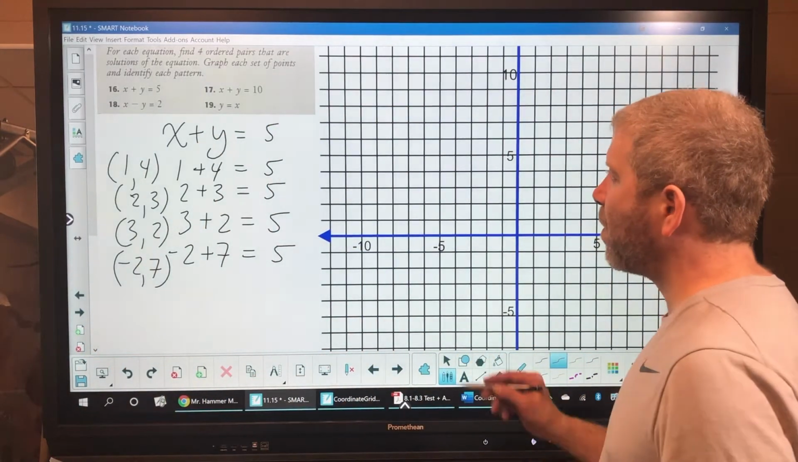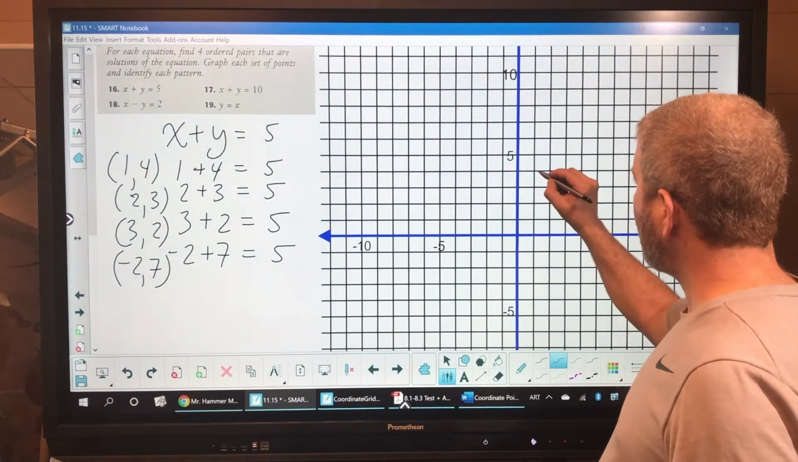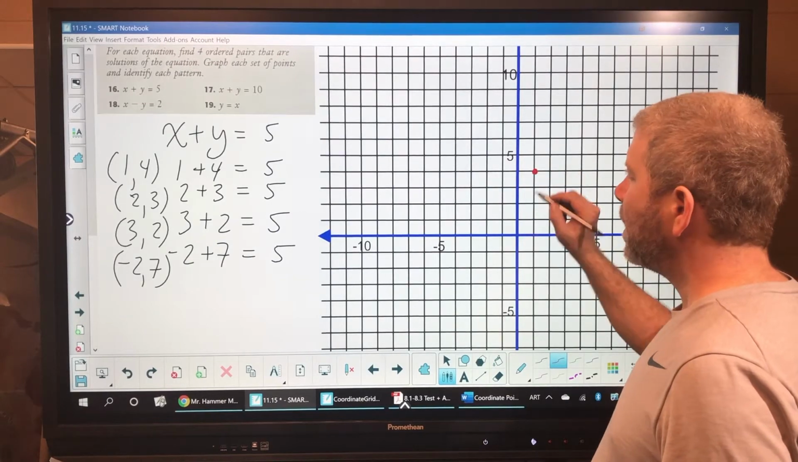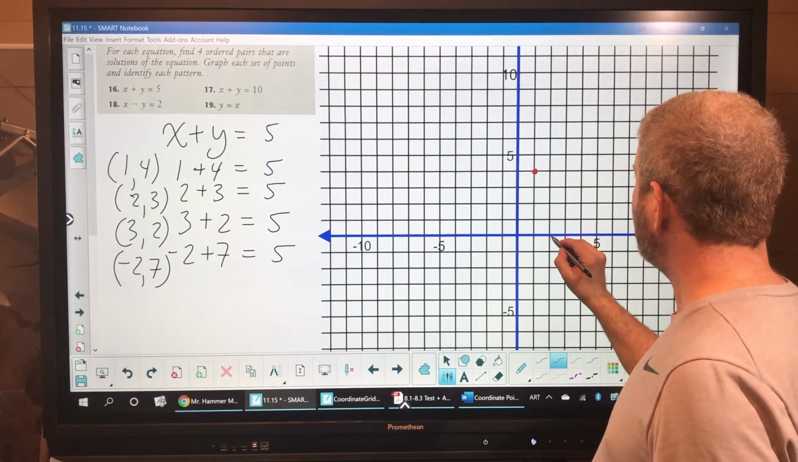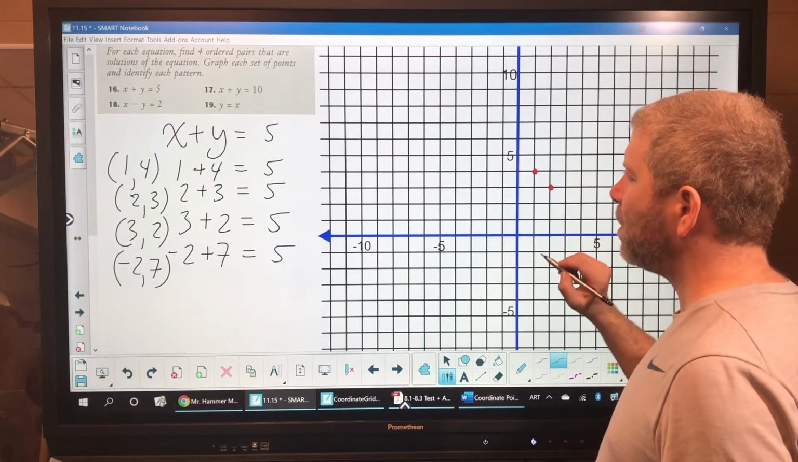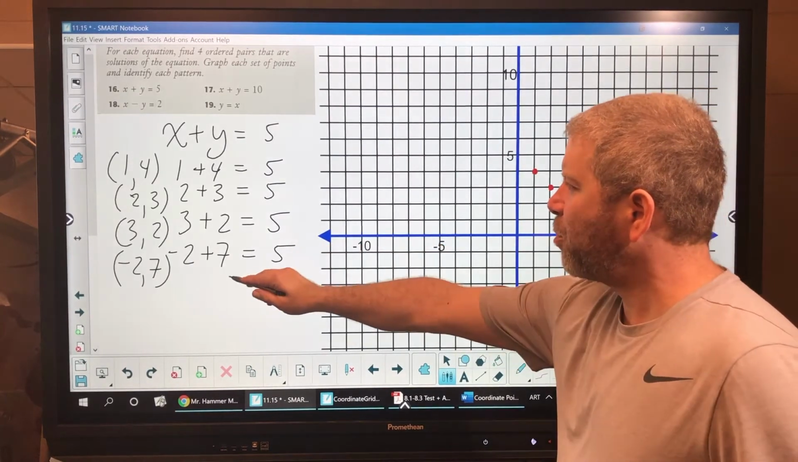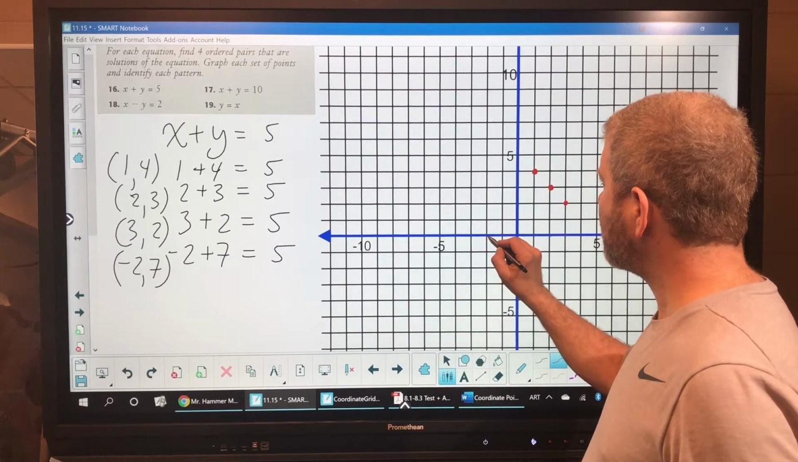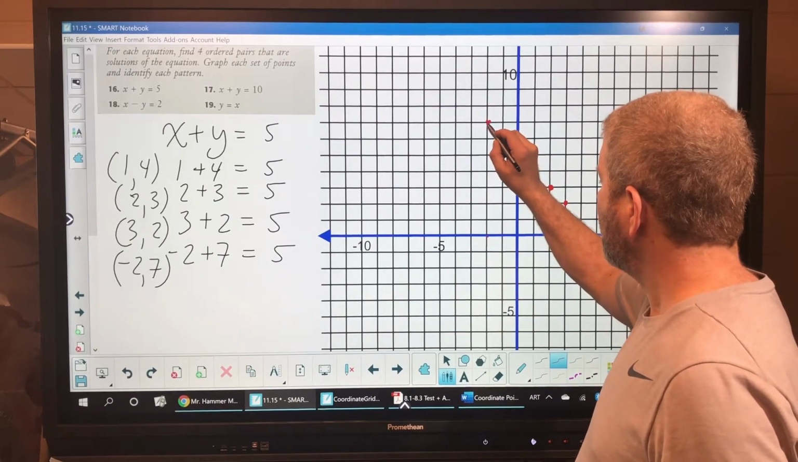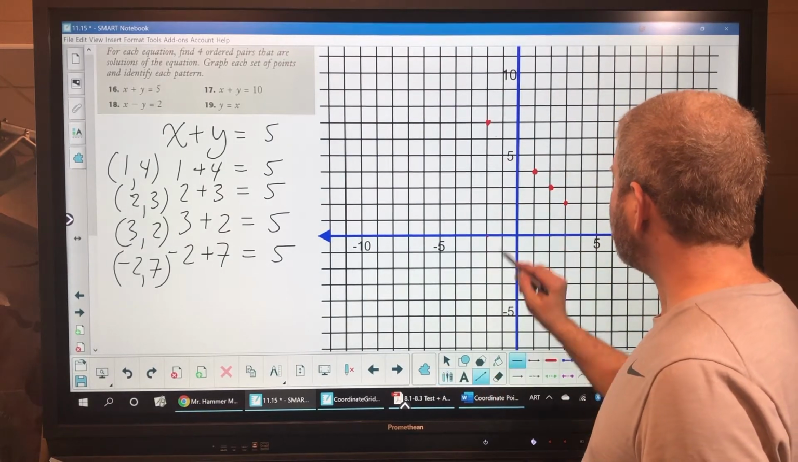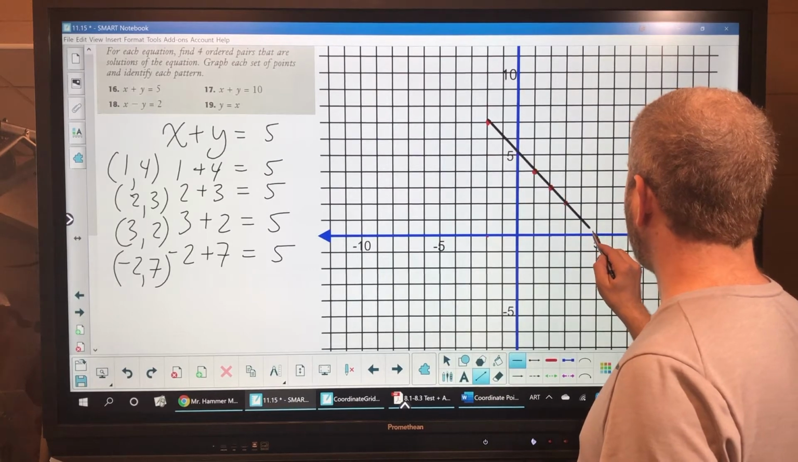I'm going to plot them in red. The first point is 1, 4, which is right here. The second point is 2, 3, which is right here. The third point is 3, 2, which is there. And the fourth point is -2, which means in this direction, and up to 7, which is right there. And it looks like the pattern, just like before, is a line.